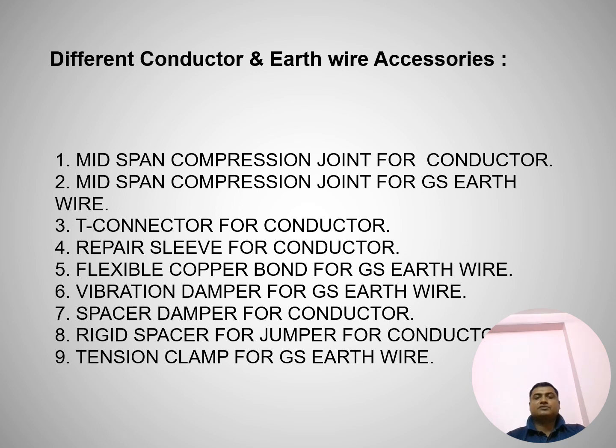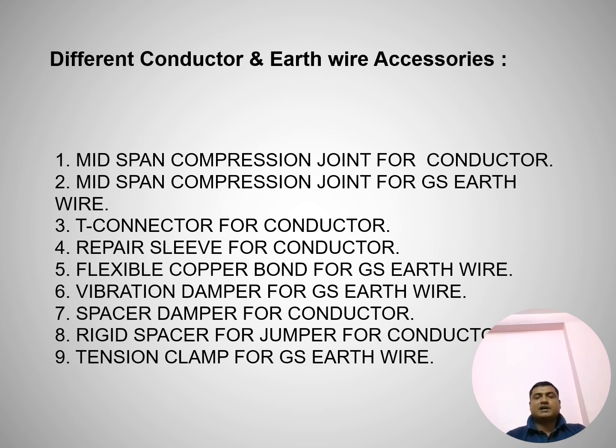Vibration damper is used in earthwire as well as in conductor to reduce the vibration. Minimum vibration, so that no vibration passes from the conductor to the tower, minimum to minimum vibration passes. Therefore we have used vibration damper.